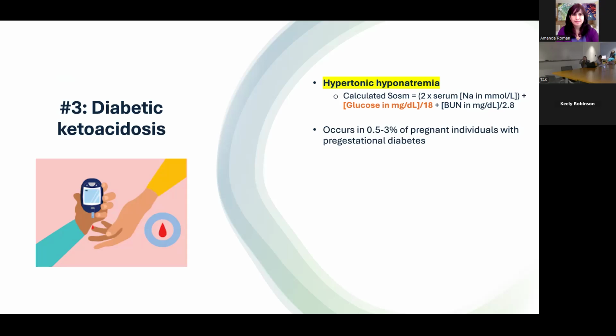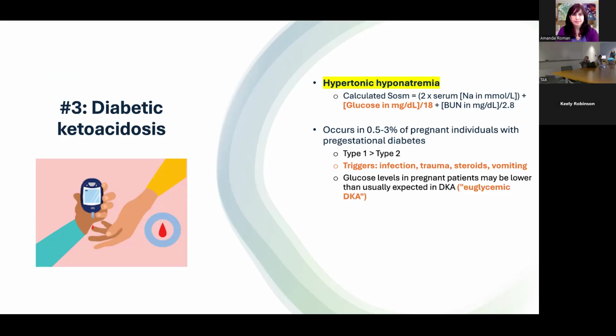DKA occurs in about 0.5 to 3% of patients that have pre-gestational diabetes. We know that it's more common in patients with type 1 than type 2. And triggers for this can include things like infection, trauma, steroids, and vomiting. So especially with our late preterm patients that we're thinking about giving steroids to, we should be careful if they have underlying pre-gestational diabetes. And in patients that have hyperemesis, this is something that we want to be aware of.